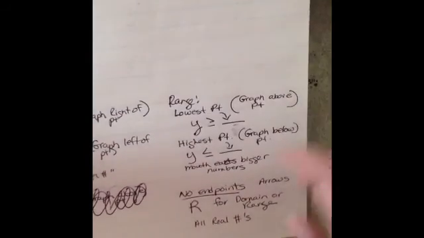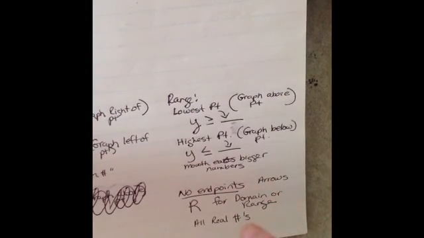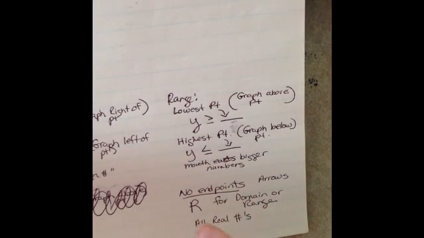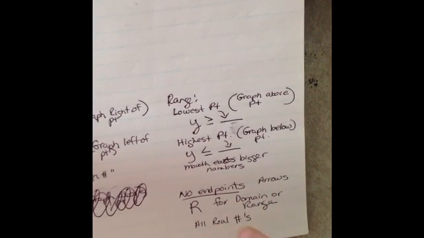Now in the range, the lowest point, so the graph's above, it'll be y greater than or equal to that point because that's bigger than this point. And here, if the graph's below the point, the y's will be less than or equal to that point because the mouth eats the bigger numbers. And then if you have no endpoints and arrows, you'll just have the big R for domain or range, or sometimes on a standardized test they'll say all real numbers.